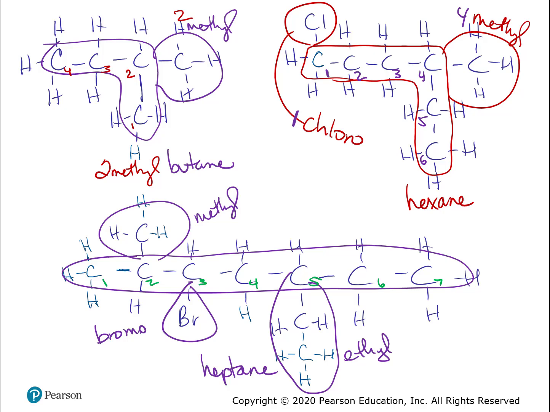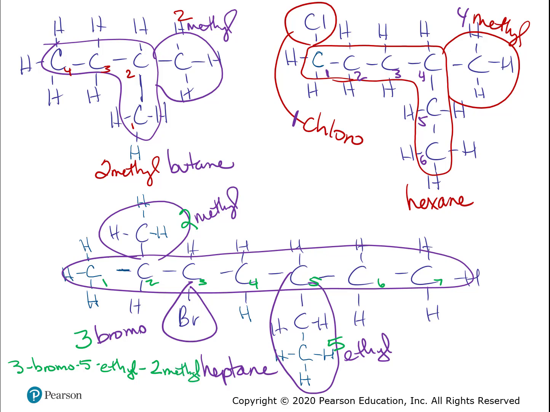That means my methyl is a 2 methyl, my bromo is a 3 bromo, and my ethyl is a 5. That's all the numbers are. So that number tells you where that hanging group is. Last step, what do I write first? Bromo. So I have 3-bromo-5-ethyl-2-methylheptane.